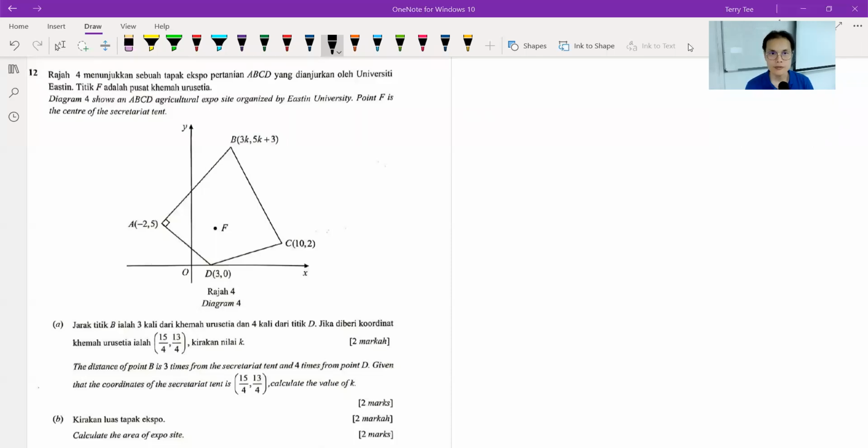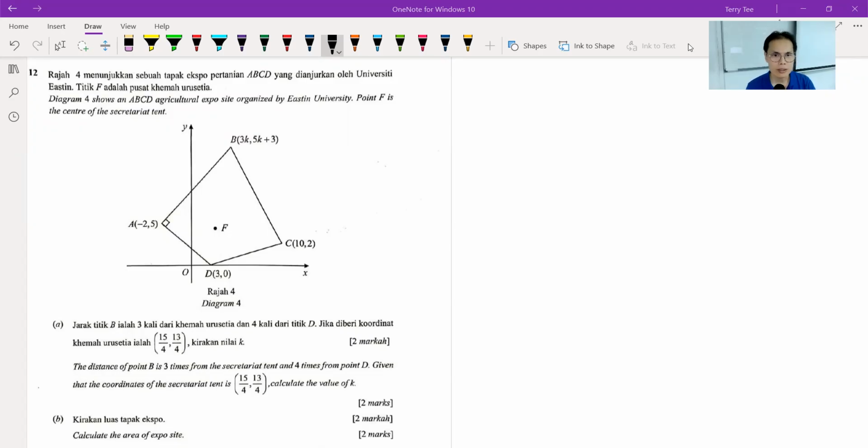Okay, question number 12. Here, diagram 4 shows ABCD, an agriculture expo site organized by Eastern University. Point F is the center of the secretariat 10. The distance of B is 3 times from the secretariat 10 and 4 times from point D.